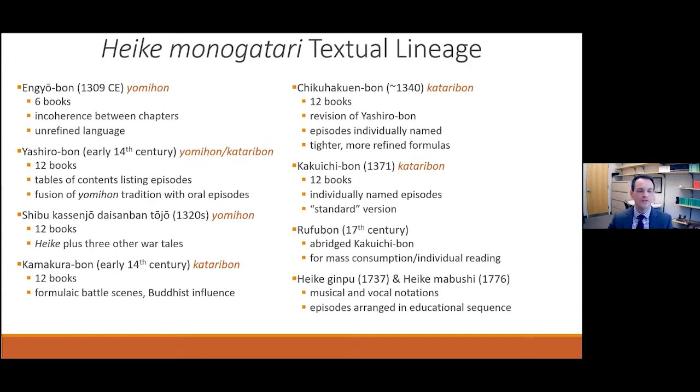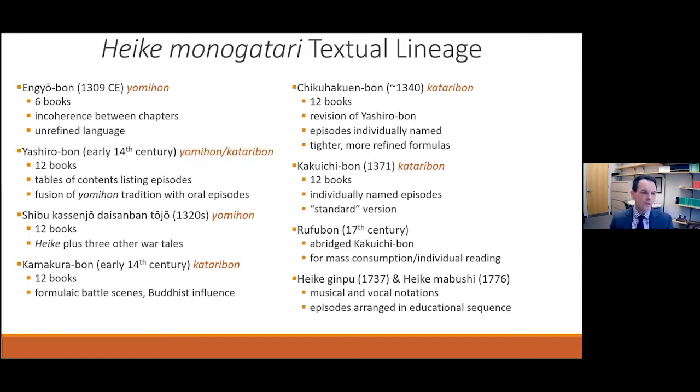The first wave of Kakuichi-inspired Heike texts is grouped together under the name Rufubon, or popular editions. These were effectively simplified copies of the Kakuichi Heike, with a few minor variations. Generally, they subtract some of the less popular or cumbersome episodes. Really, it's kind of a highlight reel of the Kakuichi Heike.